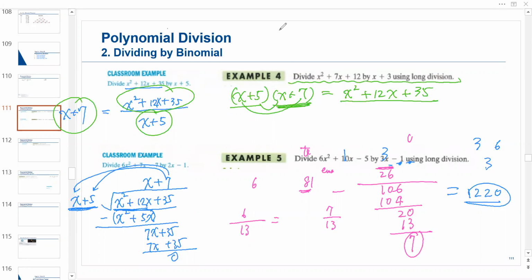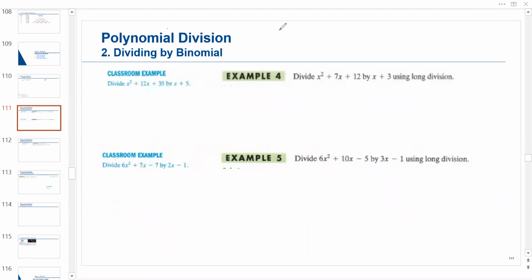Save one first before I screen it. All right, take your notebook out, do this one. We know this one already. Divide by x plus 3. How do we do that?